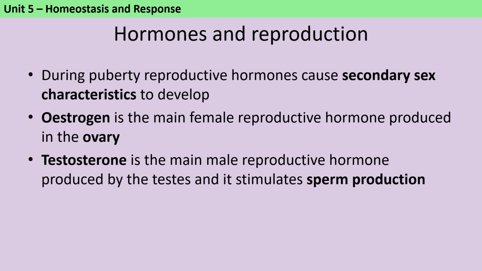During puberty, the levels of reproductive hormones like estrogen and testosterone begin to rise, triggering secondary sexual characteristics, such as the development of breasts and facial hair. In females, the main hormone is estrogen, which is produced in the ovaries, and this is linked to the beginning of ovulation, where eggs start to mature and be released. Testosterone is the main male reproductive hormone, which is produced in the testes and stimulates sperm production.